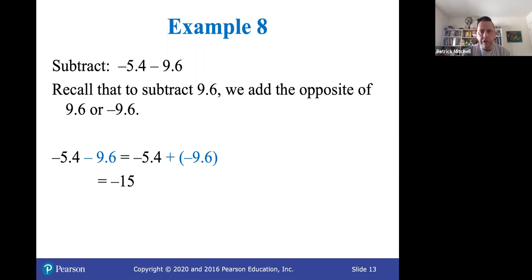That's something that you should check. Try that part on your own. And then because both of these numbers are negative, the answer is negative. When you add two negatives, you get a negative. And you know that I always like to relate things to money. So you can think of this as my checking account is overdrawn by $5.40. If I try to take out $9.60, now I'm going to be overdrawn by $15.